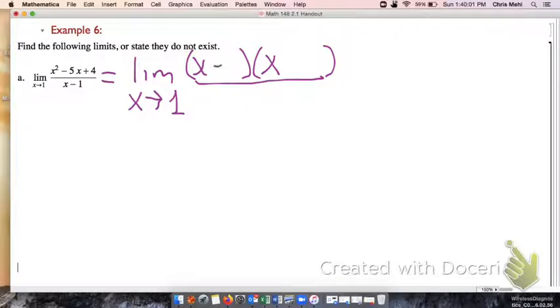Now, I think this has to factor as x minus 4 and x minus 1. So notice that the middle and outer terms, negative 4x minus 1x, give you minus 5x. x times x is x squared. Negative 4 times negative 1 is positive 4. Now, since x is never allowed to be 1, you can cancel off those factors.